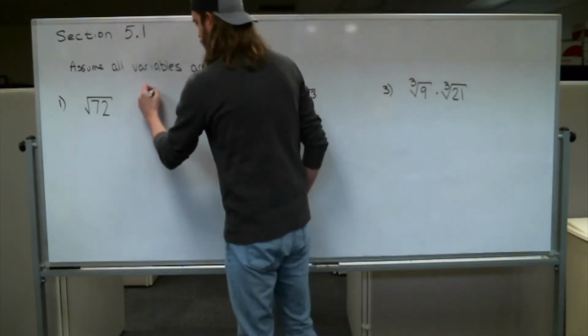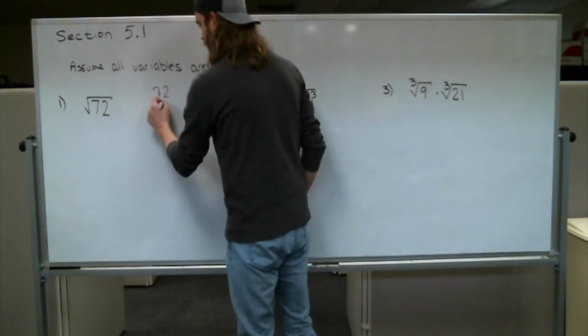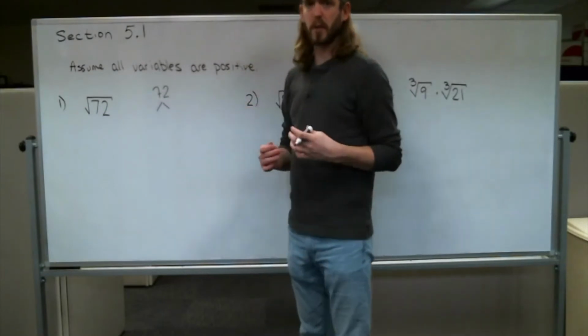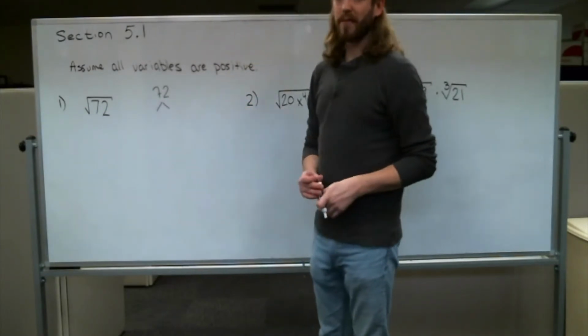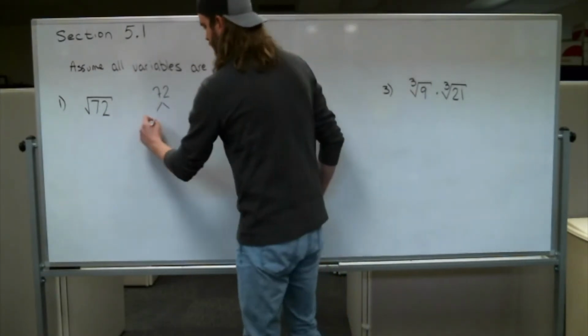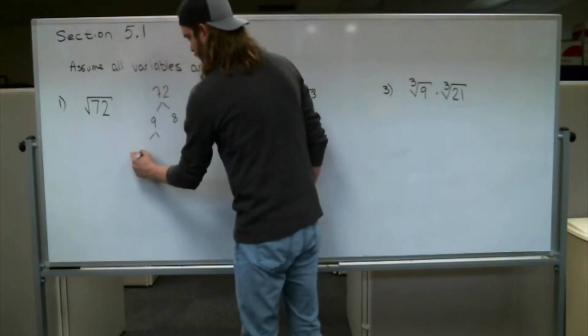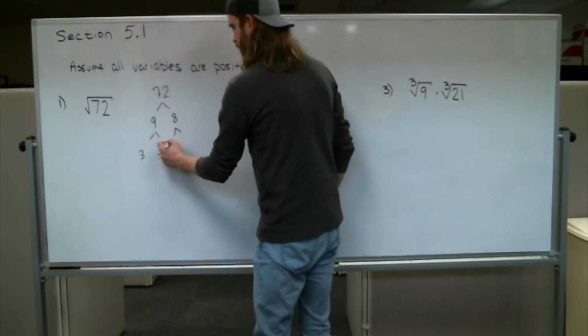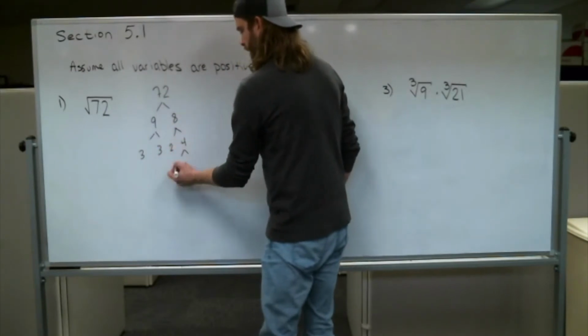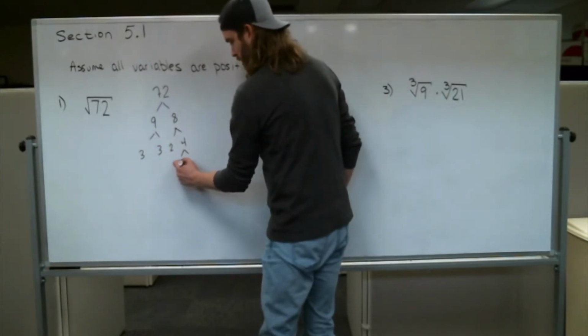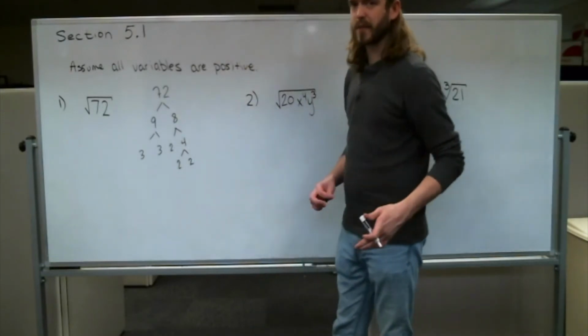Now to do this, we're looking for pairs, right? The square root says we're looking for pairs of numbers that we can pull out. So we're going to do a factor tree for 72. So this is going to be 9 times 8. We do this as 3 and 3. 8 becomes 2 and 4. And then 4 becomes 2 and 2. So now we've got everything factored down.